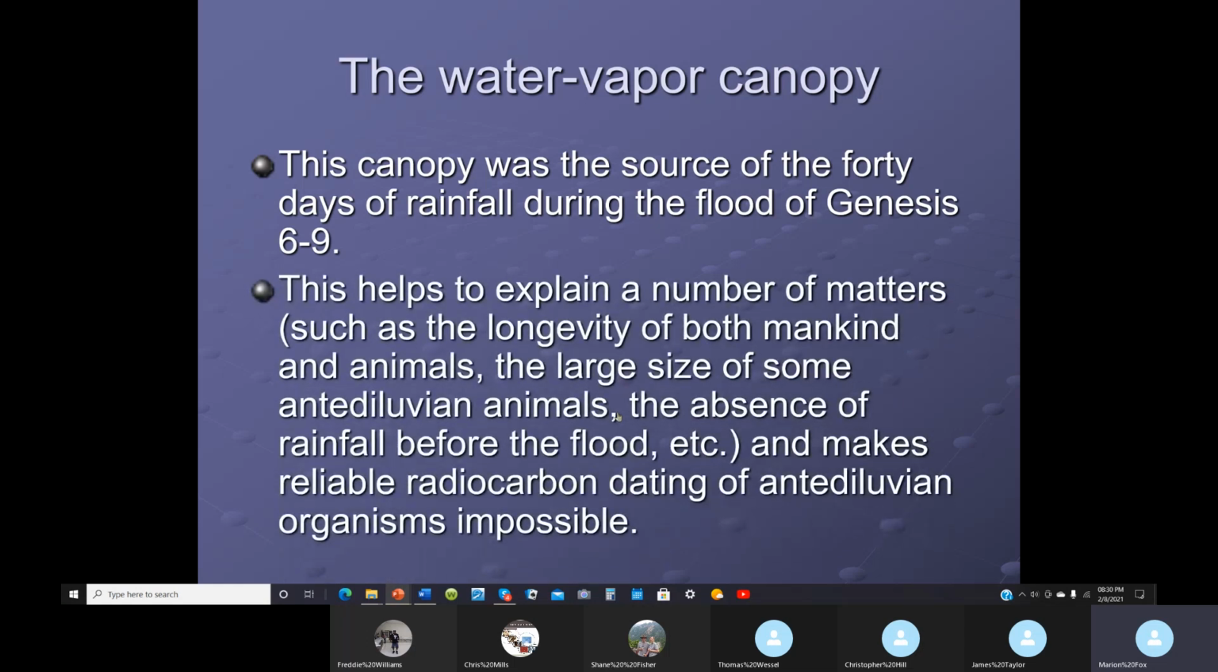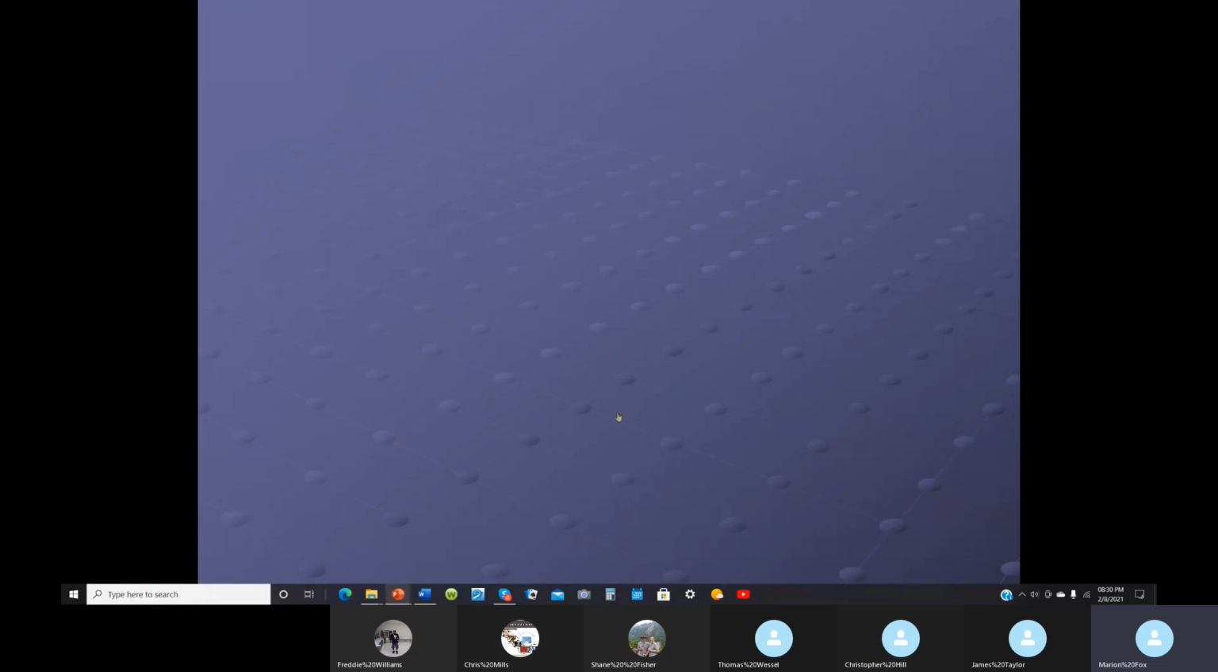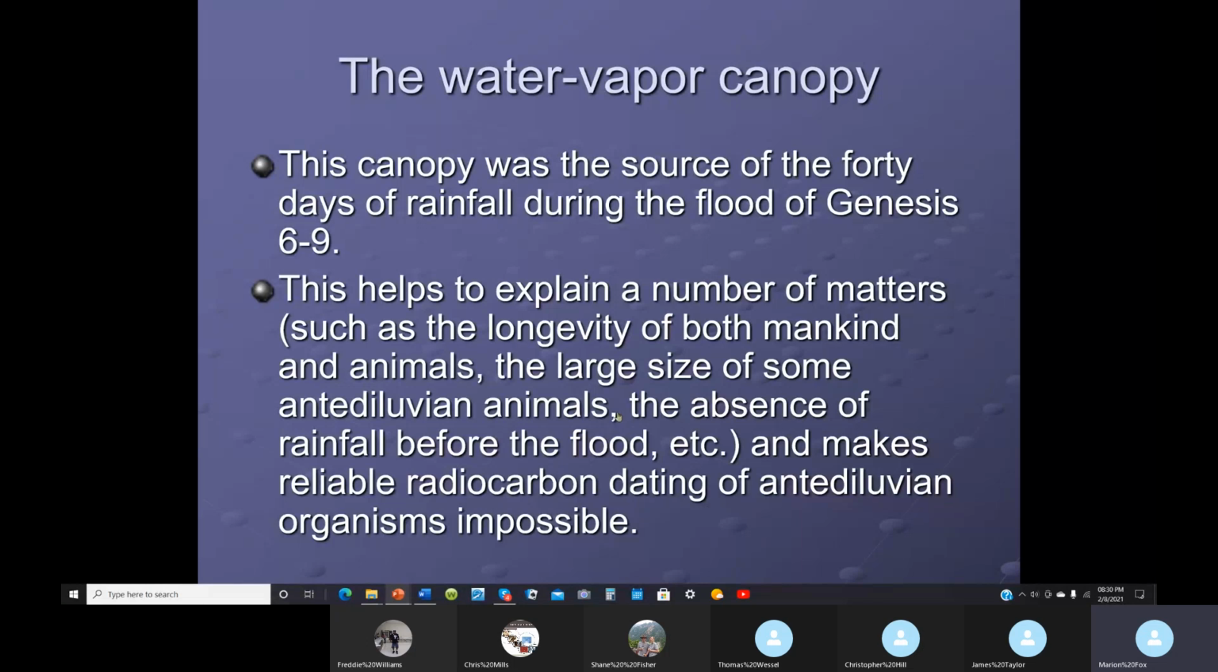This helps to explain a number of matters, such as the longevity of both mankind and animals. We've already seen how they wouldn't be mutated. The large size of some of the antediluvian animals, if they live a long time, we'll see that later. The absence of rainfall before the flood, and it makes reliable radiocarbon dating of antediluvian organisms impossible. Can't be done. All right. Now, let me point out, and then the class is yours.